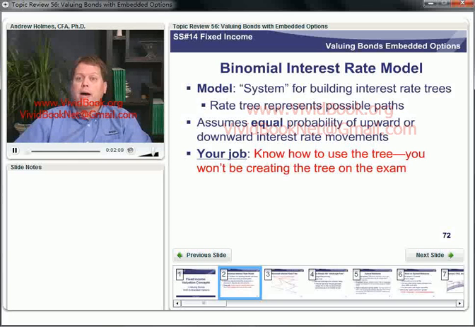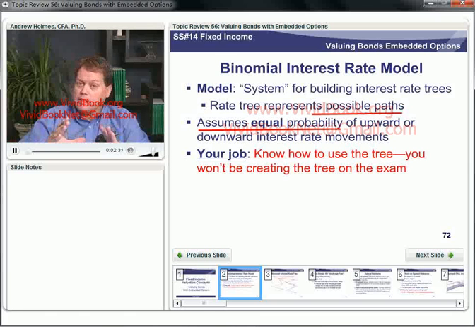Here, when we're doing the binomial interest rate model, then we're in a little bit different world. So the tree represents possible interest rate paths. Okay, one of the big differences between this and the stock option model is here we assume there's an equal probability of an up move or a down move. So the probability of moving, so we start with an existing interest rate and we can either move up to some higher interest rate or down to some lower interest rate with equal probability. So there's a 50% chance of an up move, 50% chance of a down move. That will be different when we get to the binomial stock option pricing model. So make sure you separate those two things in your mind.